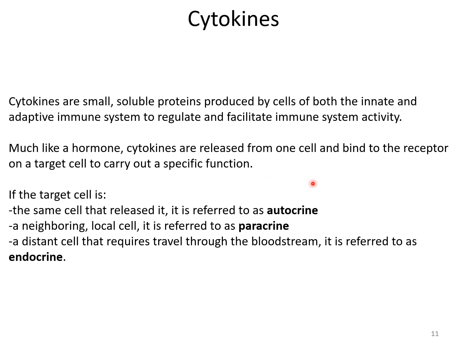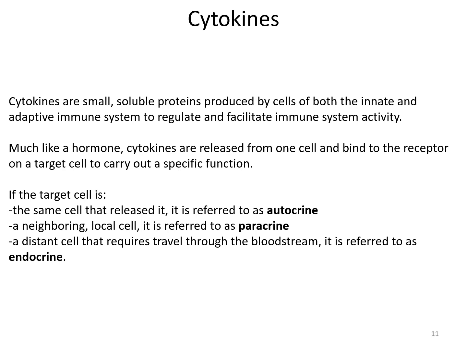So if the same cell that released it also binds to it, it's called autocrine. Let me clarify that. If the cell releases the cytokine and the cytokine loops around and binds to a receptor on that same cell, it's called autocrine. Auto meaning self. That particular cell released it, and it also was the target cell.